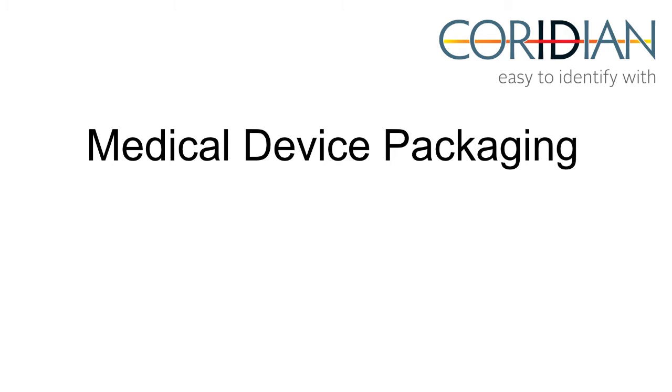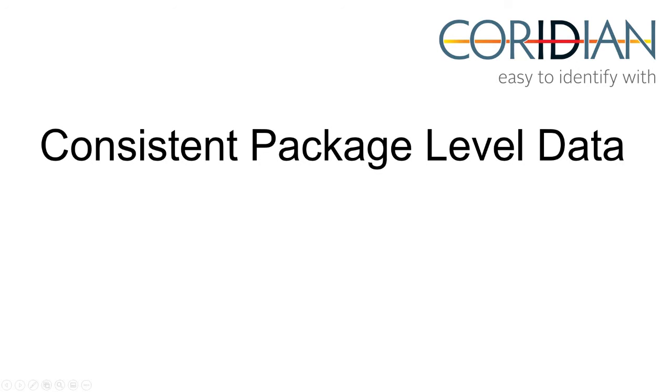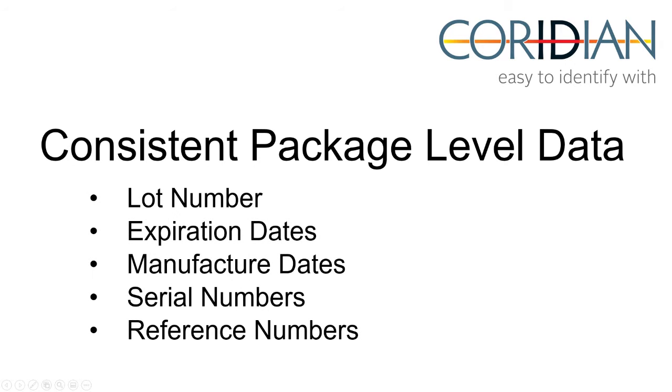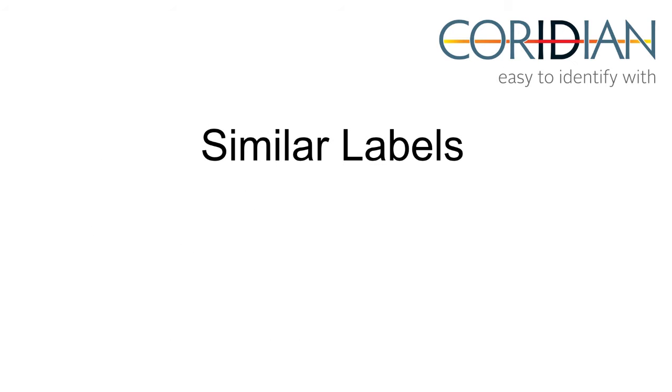Now, in the medical industry, it is extremely important that the data on the original label be carried throughout all of the different packaging levels. This data includes the lot number, expiration dates, manufacturer dates, serial numbers, reference numbers, and so on. The problem with these labels is that they look very similar, and in some cases it is nothing more than a few digits that separate this part number from another part number.